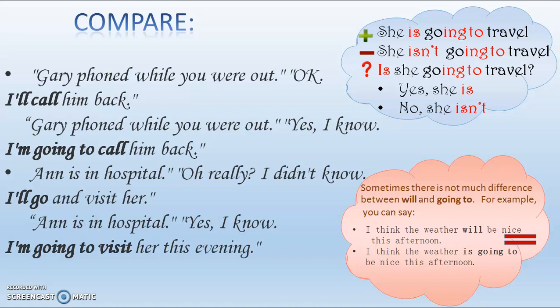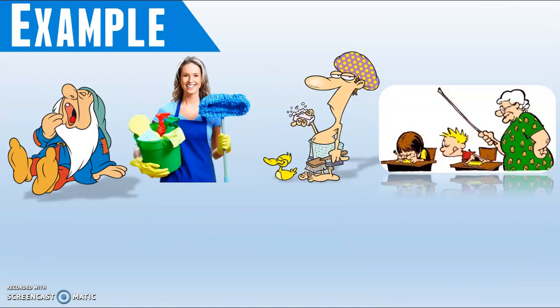Sometimes there is not much difference between will and going to. For example, we can say, I think the weather will be nice this afternoon. Or, I think the weather is going to be nice this afternoon. In the second example, I'm predicting the weather, but perhaps based on what I see. I see that the sun is shining, there are no clouds in the sky, and I use going to.